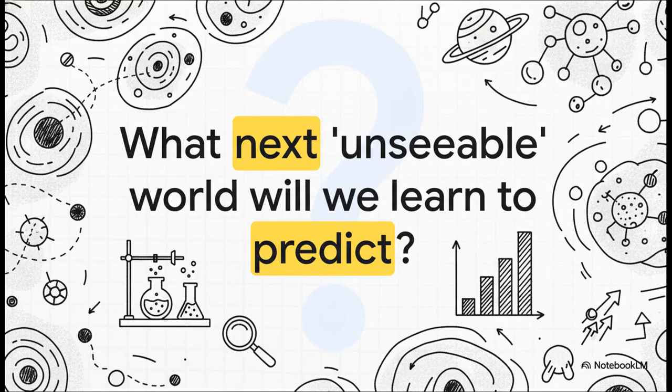So in the end, we don't need to see the quantum world to understand it in the only way that truly matters, being able to predict its behavior. And that leaves us with one last thought to chew on. What other invisible worlds are out there, just waiting for us, not to be seen, but to be understood through the powerful lens of prediction and experiment?